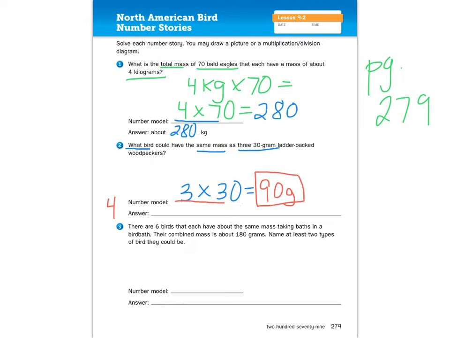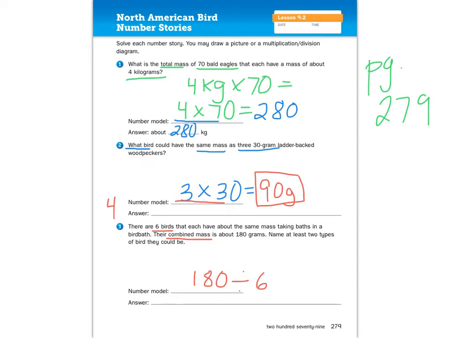All right, for the next one, there are 6 birds that each have the same mass, taking baths in a bird bath. Their combined mass is about 180 grams. Name at least 2 types of birds that they could be. So we know that when we combine their mass, it's 180. And we know that we're working with 6 birds that have all about the same mass. So we're going to take 180 and divide that between 6 birds.